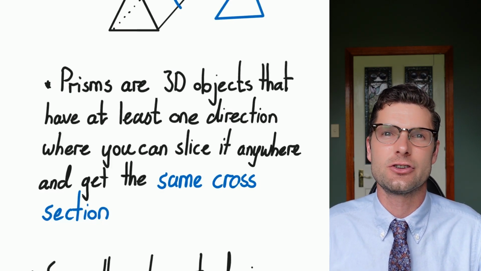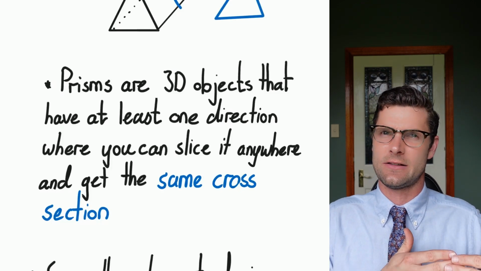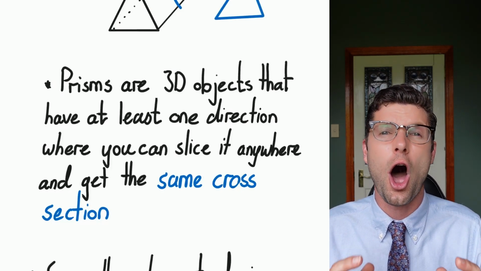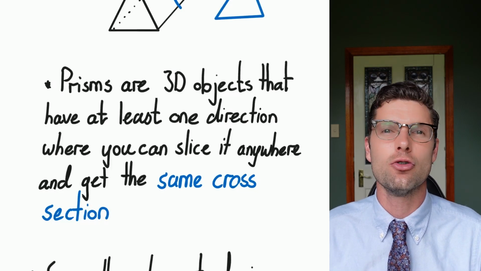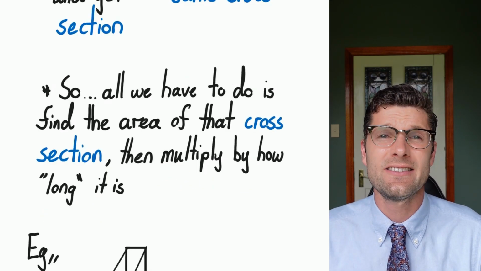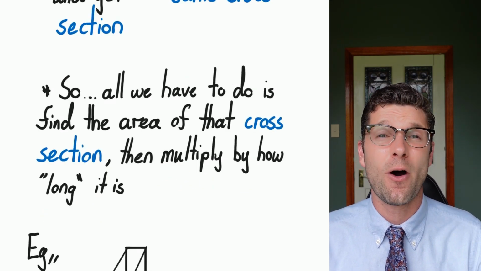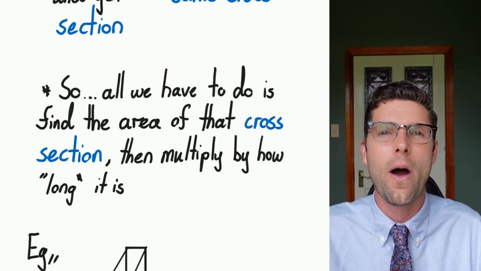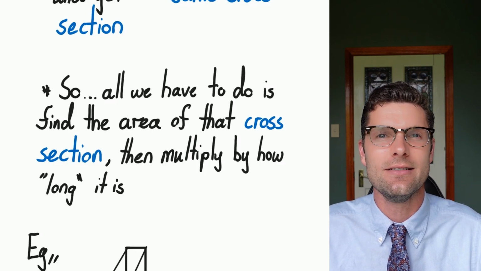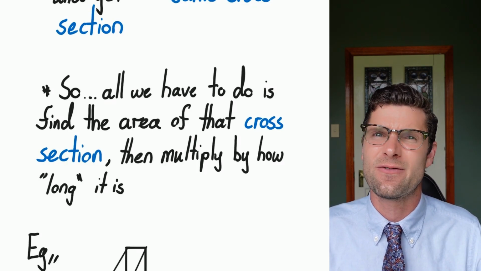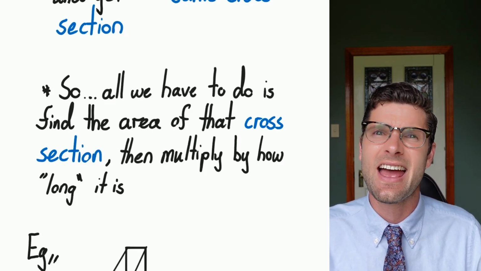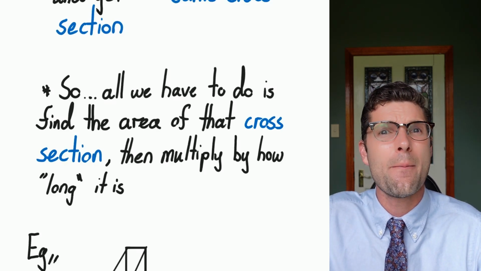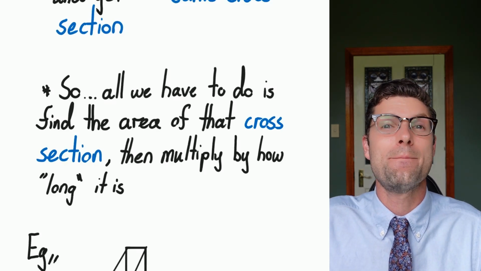So in that example of the Toblerone, it doesn't matter if I made that slice at the very front or the very back, I would be getting the same triangle every single time. The reason that this is so helpful is that if we find the area of that cross section that's the same the whole way through or continuing to repeat, all we have to do is find out the area of that cross section and then multiply it by how many there are or how far back it goes.